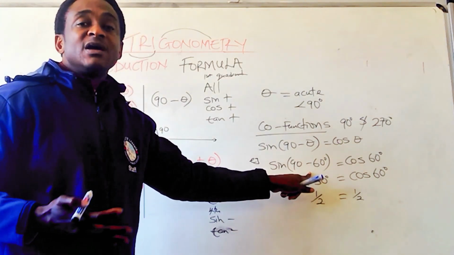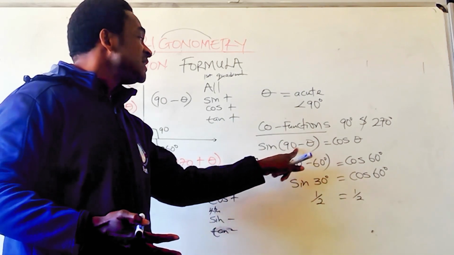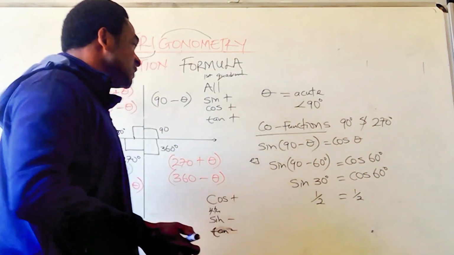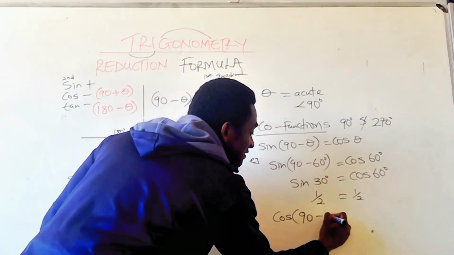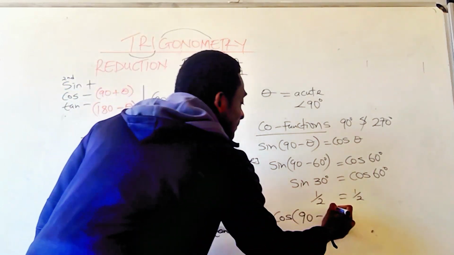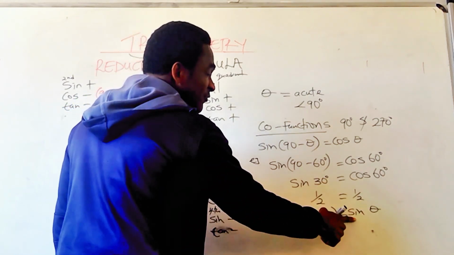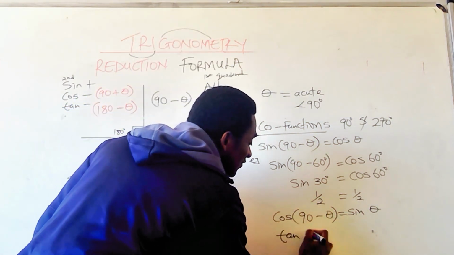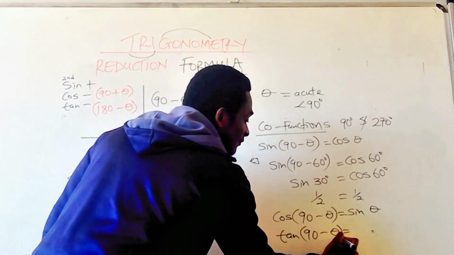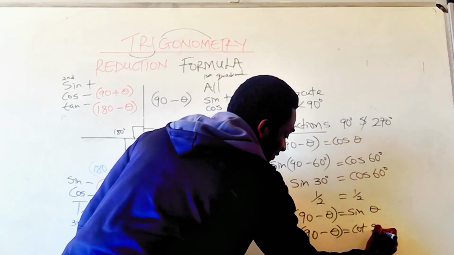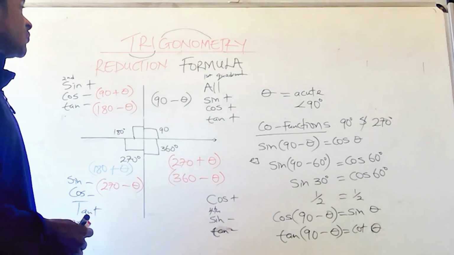with bigger values. So the cofunction of sine of 90 minus theta is cos of theta. For cos of 90 minus theta, the cofunction becomes sine of theta, because cos is positive, sine will be positive. And then tan of 90 minus theta becomes cos of theta. So these are the cofunctions for the first quadrant.